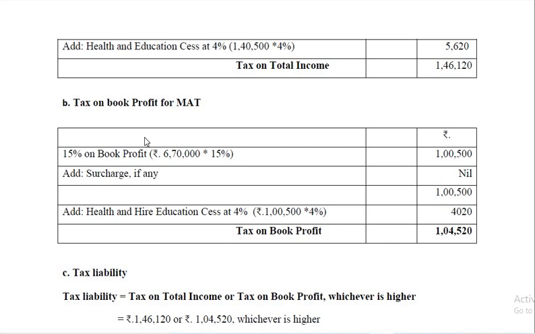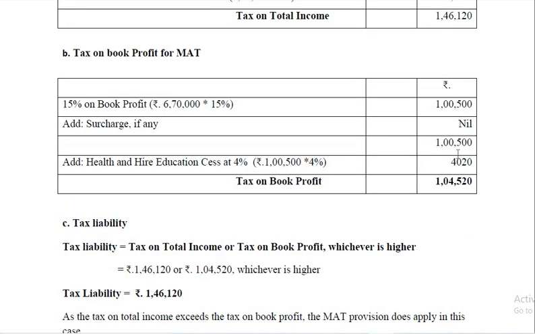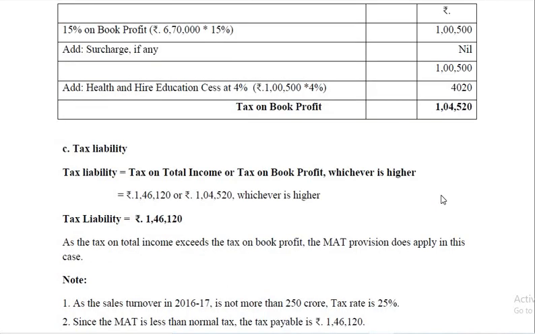Tax on book profit is 15% of book profit, 6,70,000 into 15%. So that comes to 1,05,500. Surcharge is not applicable. Health and education cess at 4%. That comes to 4,020 on 1,05,500 rupees. As a result, the tax on book profit is 1,04,520.